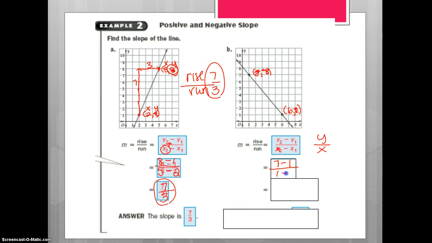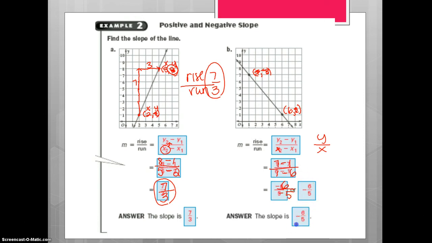And then I'm left with minus 6. 7 minus 1 is 6. 1 minus 6 is negative 5. This is a negative slope. You can tell it's a negative slope, so my answer is going to be negative 6/5.